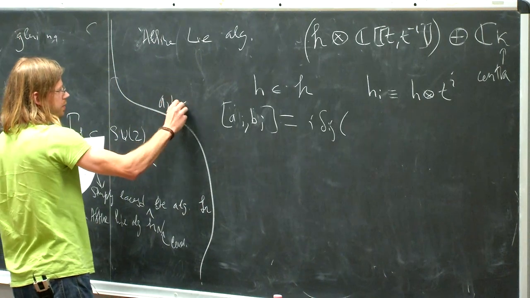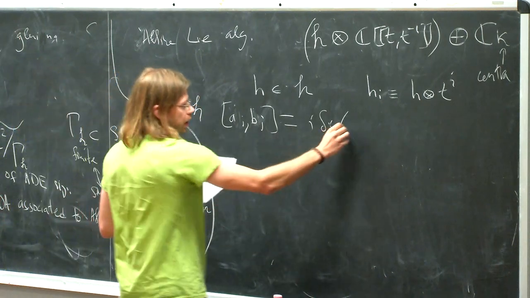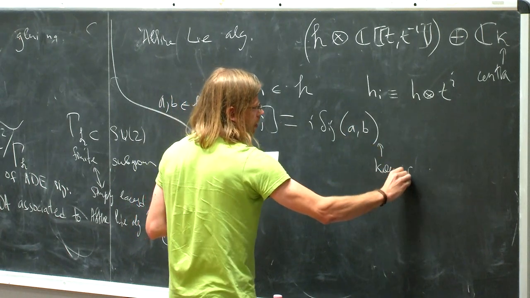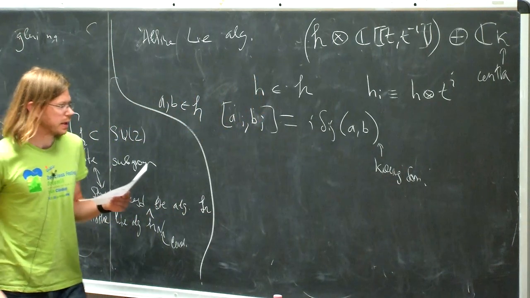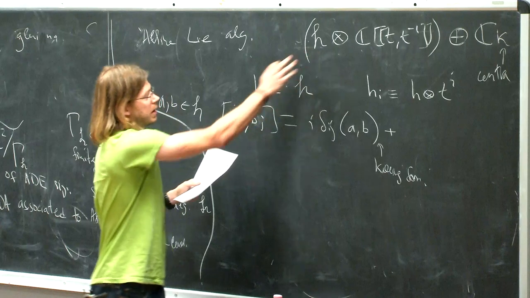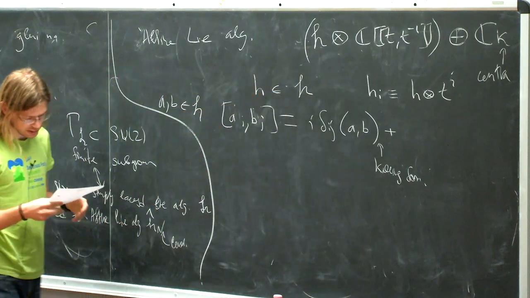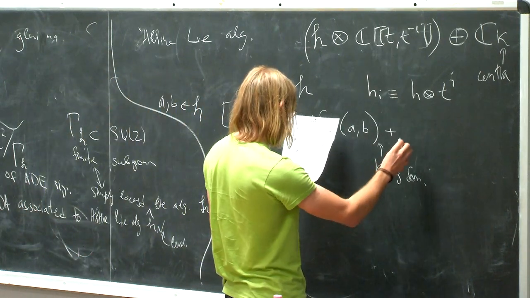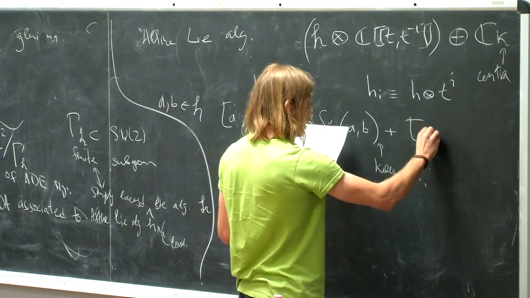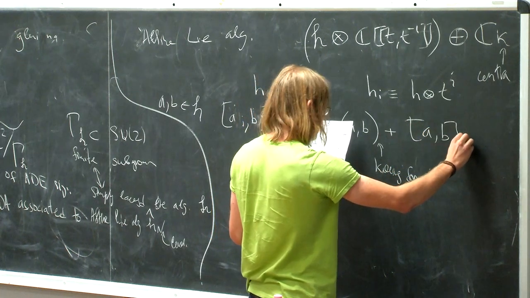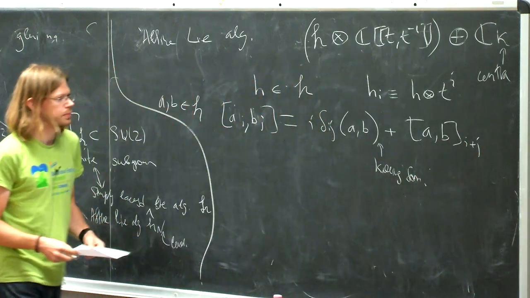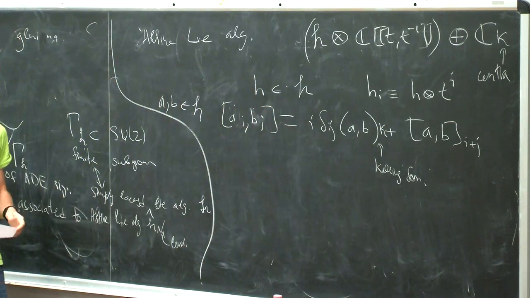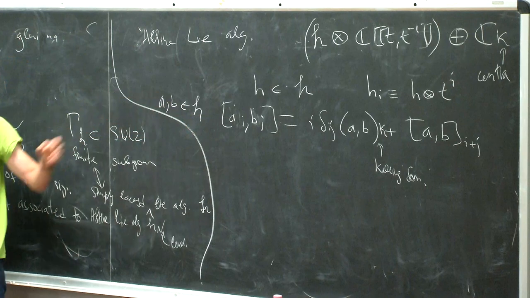So for any pair a, b from H, here I use the standard Killing form, and here I want to start with, let's say, a reductive Lie algebra. And then there will be another term, which is just the commutator of a, b, with index i plus j. And here I'm multiplying by the central element kappa. So this gives you some infinite dimensional Lie algebra.